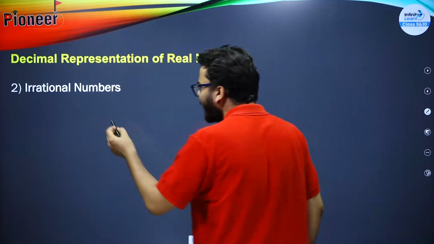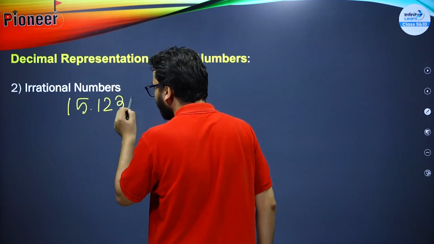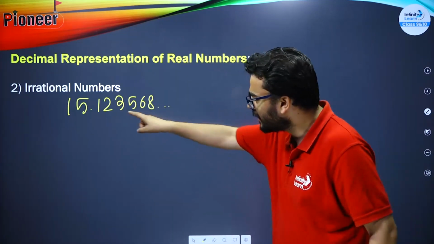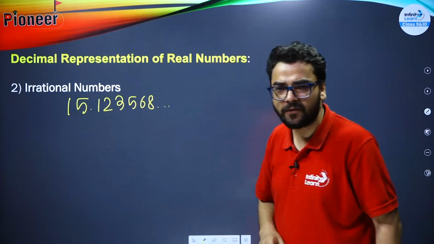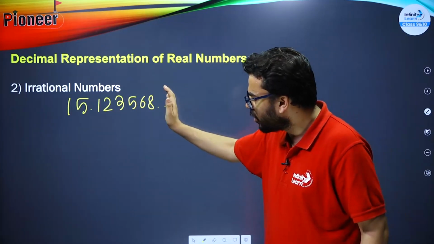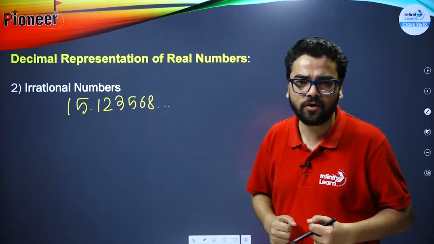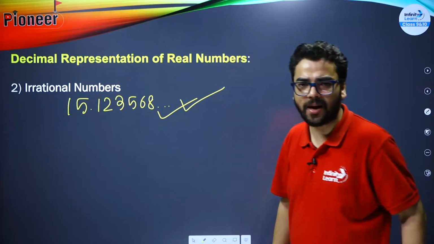For example, I can take it like this. For example, 15.1, 2, 3, 5, 6, 8, and so on. It is neither terminating nor repeating. It is not stopping after some places of decimal, and there is not a repeating string of numbers as well. So it is neither terminating nor repeating. So these type of numbers are known as irrational numbers.